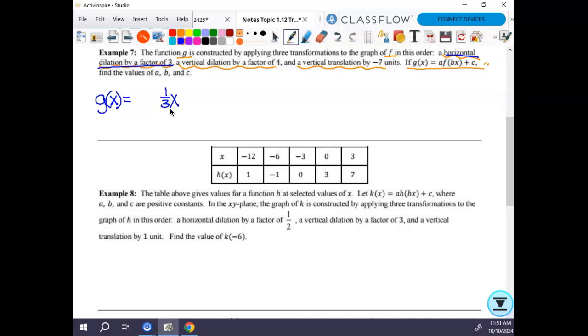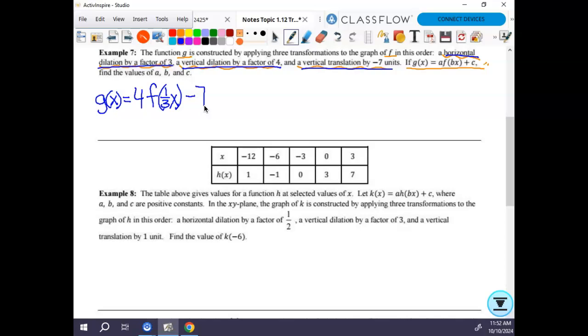So when I look at my little skeleton equation over there, this 1/3 would be the b, so there's this, and then this would be f of that. Make sure you're using the correct letters. Then the next thing is a vertical dilation by a factor of 4. Does that affect x or y? Y. Where does the 4 go? In front, okay? So it'll be 4 times that, right? And then a vertical translation by -7, which means we do -7, right? So again, just basically going backwards and making sure that we can write it correctly.